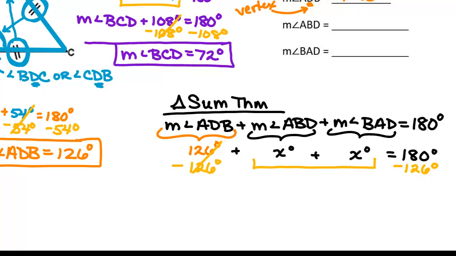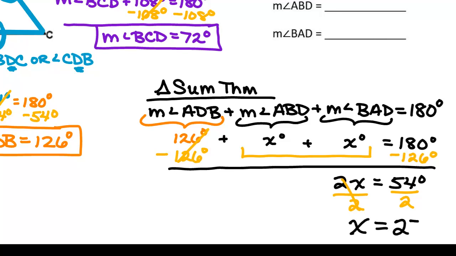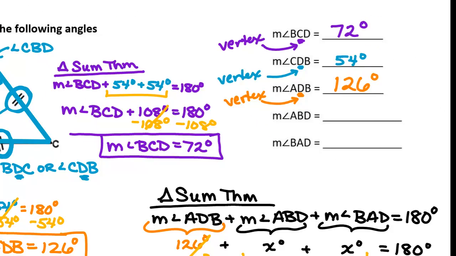x plus x would give me what? 2x. So I have 2x is equal to, what is 180 minus 126? 54. And then I divide both sides by 2. And I get that x is what? x is 27. So those two angles are both 27 degrees.